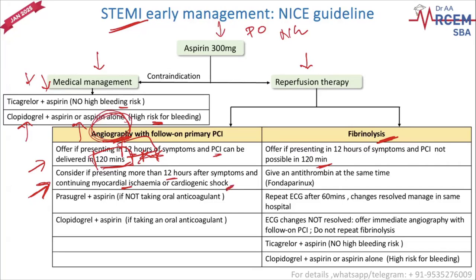Or the patient is having a cardiogenic shock. For all practical reasons, for you, cardiogenic shock will be systolic blood pressure less than 90. If present, these patients are also considered for angiography and angioplasty.